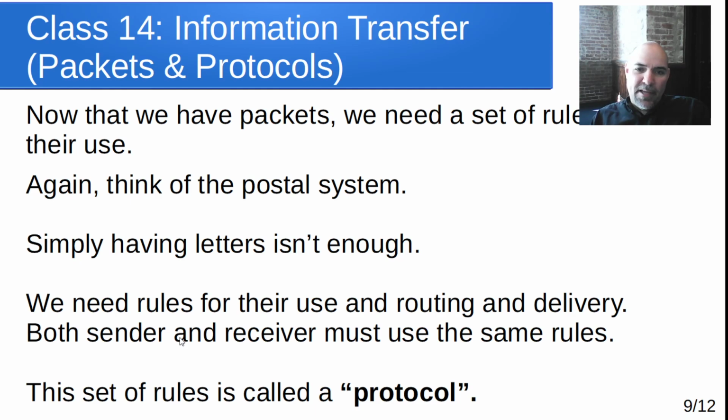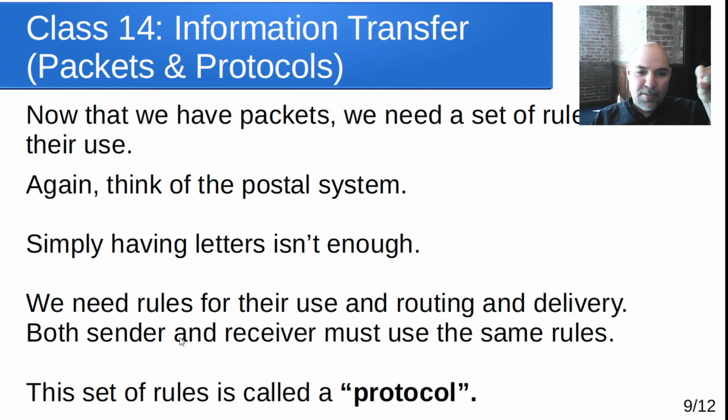All right, so now that we have packets, we need some sort of set of rules for their use. Again, think about the postal system and mail. If you just had letters, it's not enough. You have to have rules for how they are used, how they get routed, how they get delivered. And the sender and receiver and the system that the packets go across all need to use those same rules. In other words, you put the to address in the middle, you put the return address in the upper left corner, you put the stamp in this place, and actually if you get those backwards, the letter won't go to the right place, it'll go back to you.